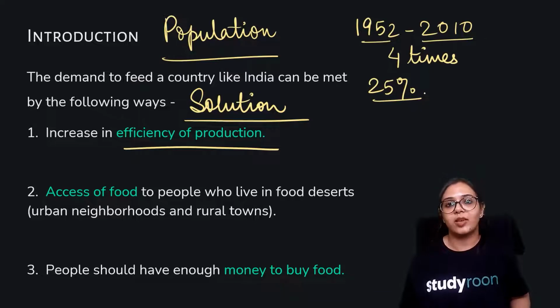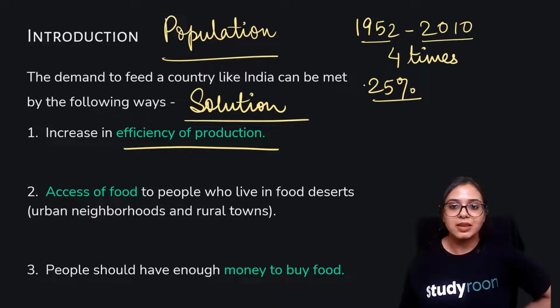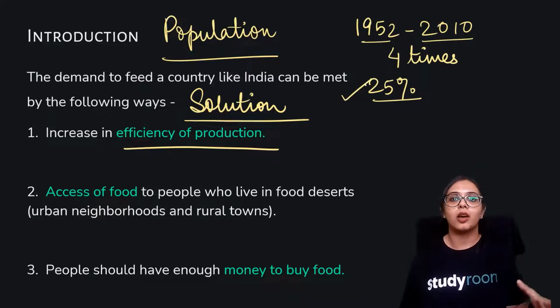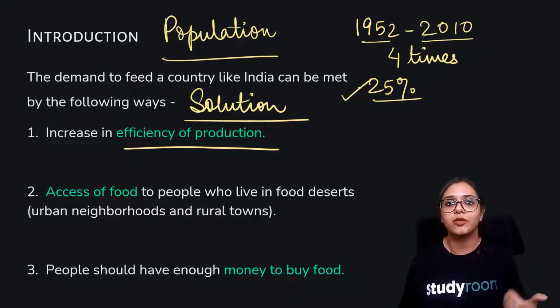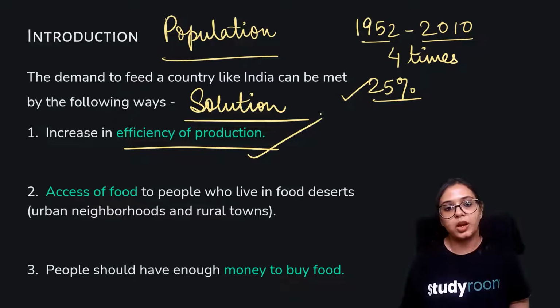Okay, only 25%. So this indicates that the land which we are using for agriculture, or for animal husbandry, is already being used to its maximum. So the best alternative is that we can increase the production of food, and we can increase the quality of the food that we are producing.